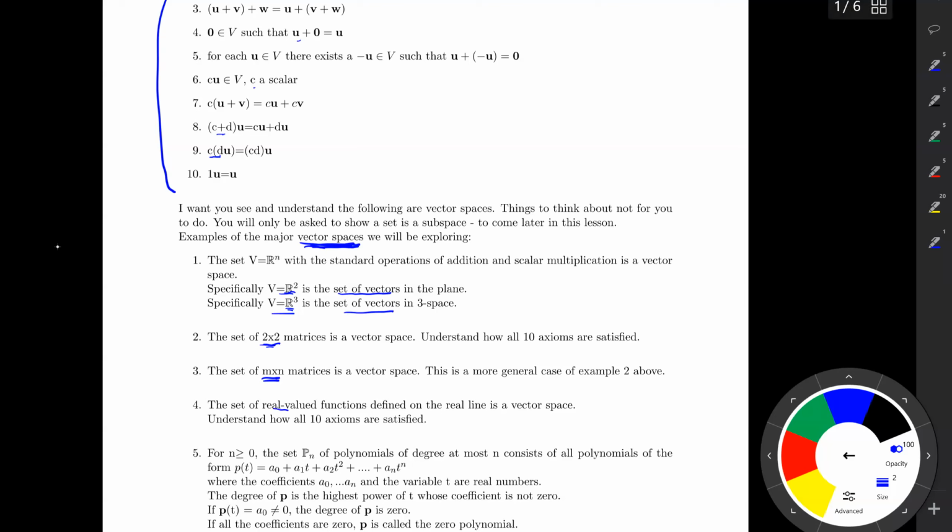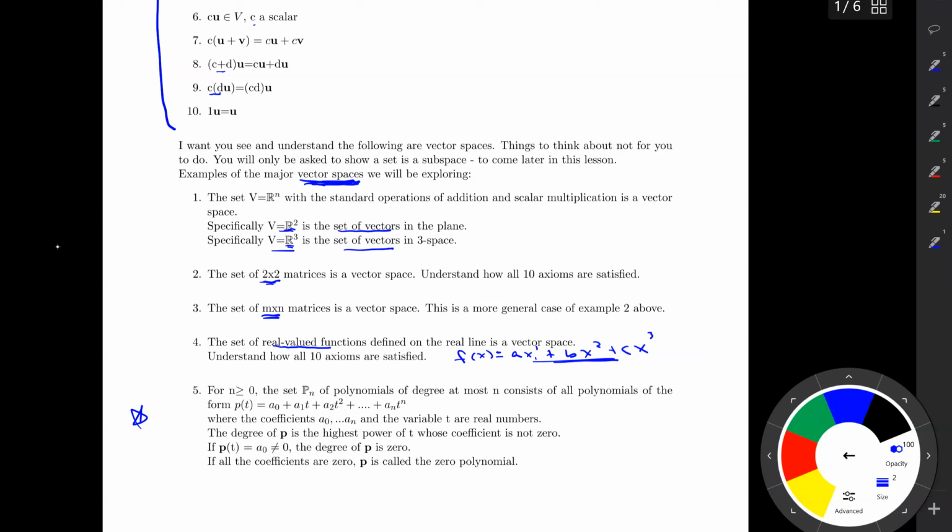And then we have the set of real valued functions. Real valued functions like a x to the 1 power, plus b x squared, plus c x cubed, and so on. Things like this satisfy all the criteria to be a vector space.